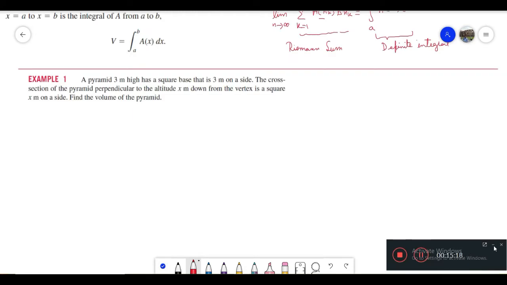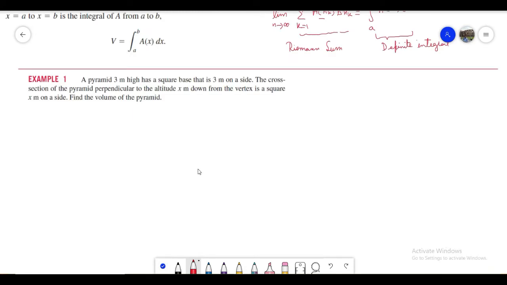Here I will start a question about the pyramid. In this question, we want to compute the volume of the pyramid. Let us read the question. It says that a pyramid 3 meters high has a square base that is 3 meters on a side. The cross section of the pyramid perpendicular to the altitude x meters down from the vertex is a square x meters on a side. Find the volume of the pyramid.